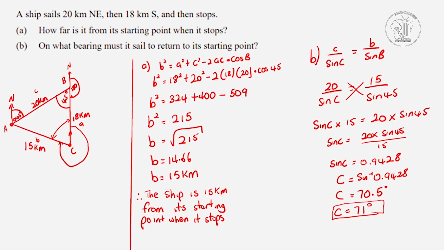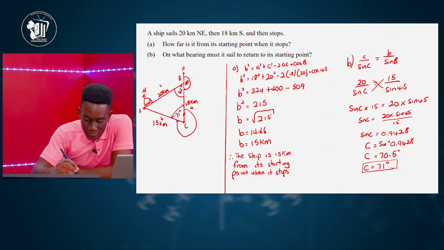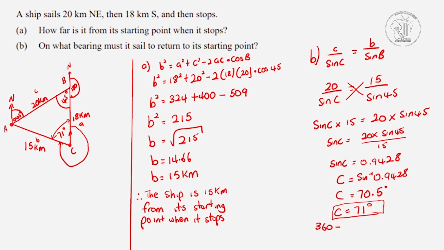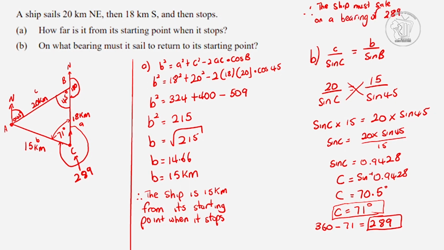If C is 71 degrees, that means here is 71 degrees, and the remaining part would give us the bearing. So 360 subtract 71 degrees would give us the bearing. 360 subtract 71 would give us 289. So the bearing would be 289. To answer the question, I already answered it up here. Therefore, the ship must sail on a bearing of 289 degrees.